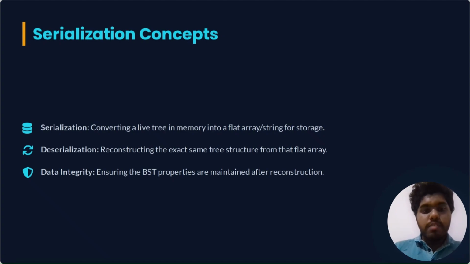This process of turning a tree into an array is called serialization. Bringing it back is deserialization. We do this whenever we need to store a tree in a database or send it over a network. Efficient reconstruction ensures that the data integrity, the search property, remains intact.